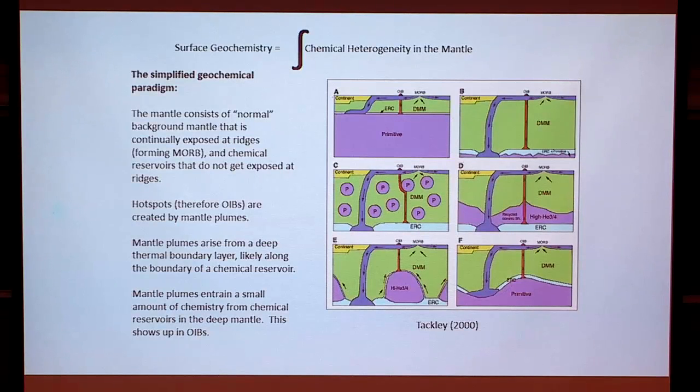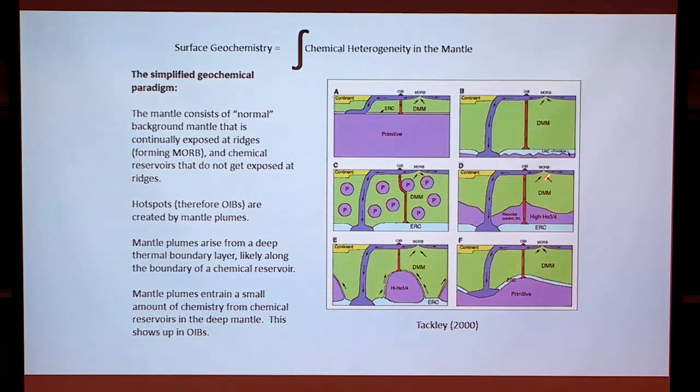And these models also include blue stuff in these cartoons, and this represents oceanic crust that has subducted into the mantle. That's one thing we do know happens. We know lithospheric crust sinks into the mantle, so it must be down there somewhere. So the general idea is that mid-ocean ridges are formed from the melting of this green stuff. Hotspots are caused by mantle plumes. Those mantle plumes rise from a deep thermal boundary layer, and somewhere along the line, those mantle plumes entrain all of this stuff, purple, green, and blue, and bring it to the surface at ocean island basalts.